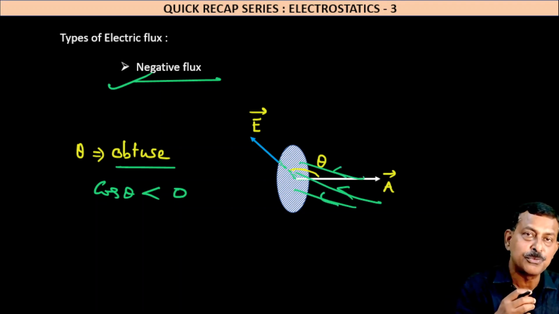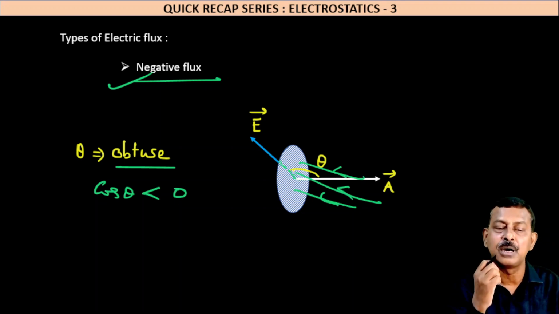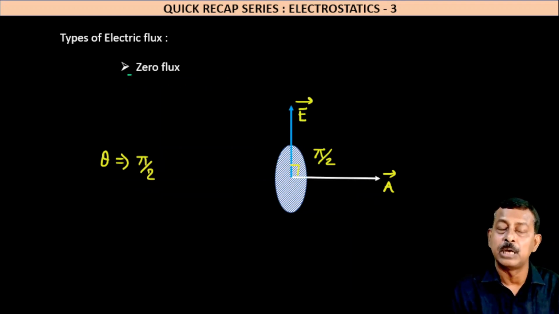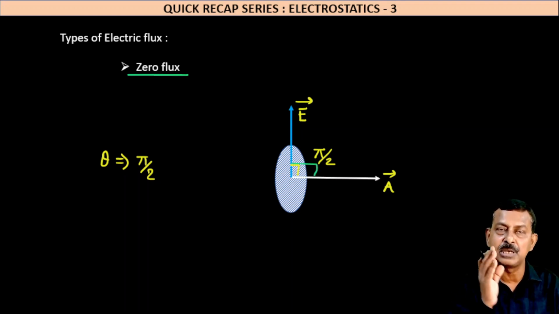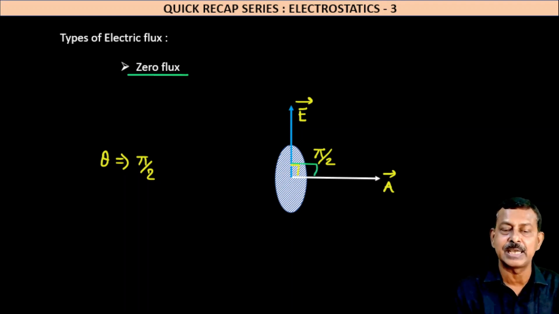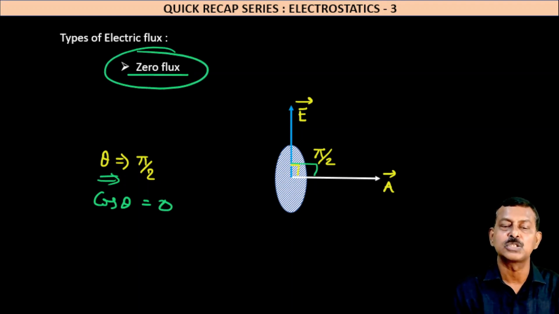So incoming flux, you can say that it will be negative flux. Now, zero flux. If theta is 90, that means the angle between the electric field and the vector area is 90. So we have taken theta as pi by 2. And in that case, cos theta will be equal to 0.